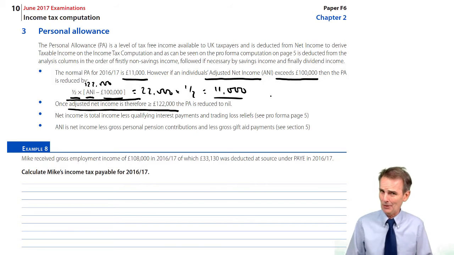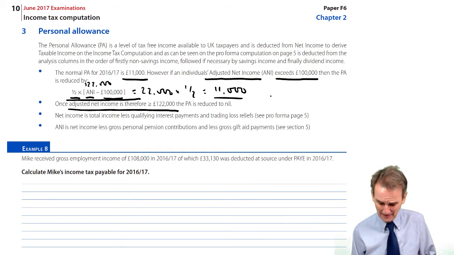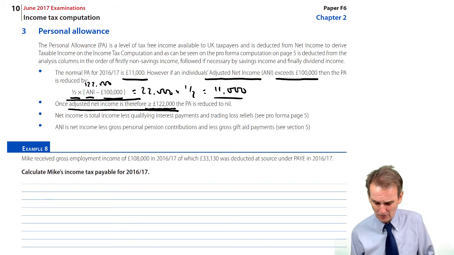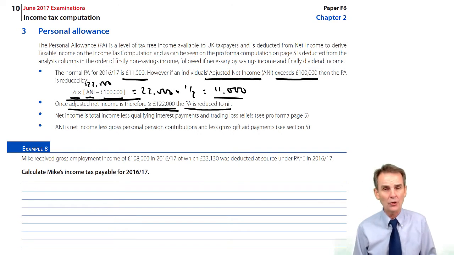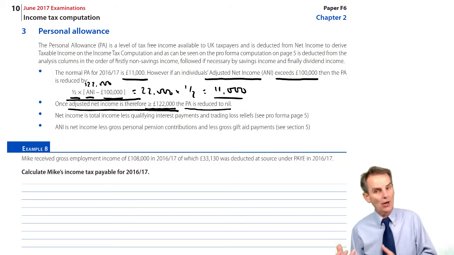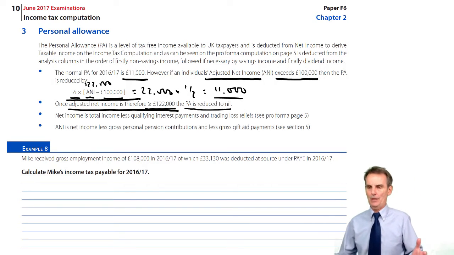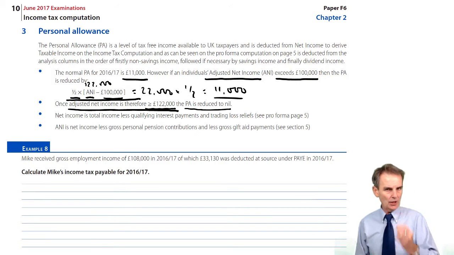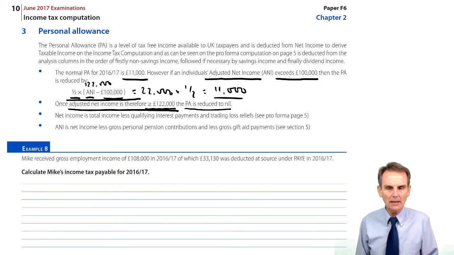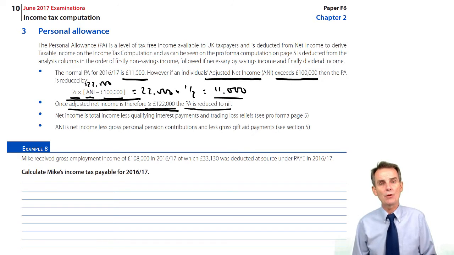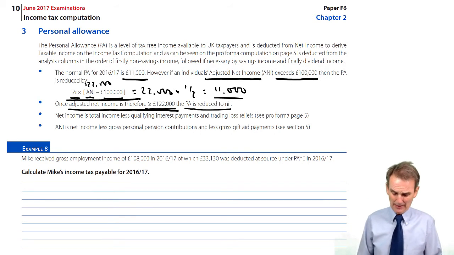Now, you never end up with a negative personal allowance, but if, as we say here, the adjusted net income is £122,000 or more, the personal allowance is reduced to nil. In between 100 and 122, we've got this sliding scale. So we've got to calculate this adjusted net income, usually the same as the net income, and having got that, compare it to 100,000, take the excess, divide by 2, take 50% of it, and as long as that adjusted net income doesn't exceed 122, we'll work out the reduction in the available personal allowance and take the balance.